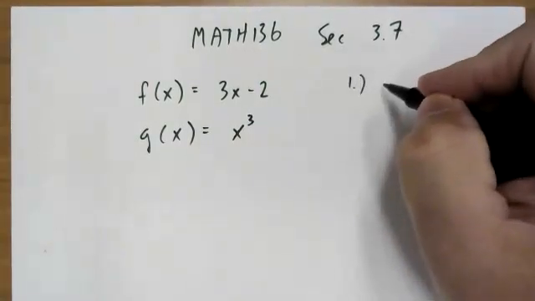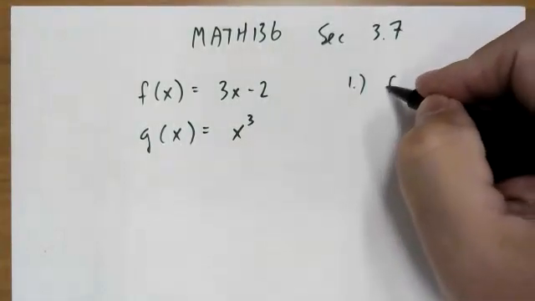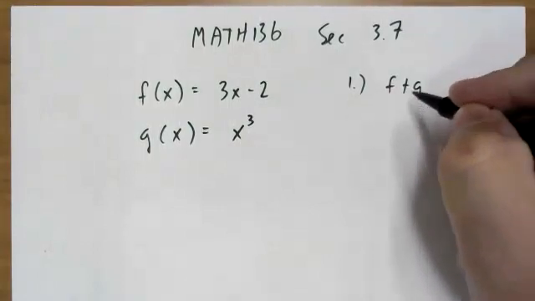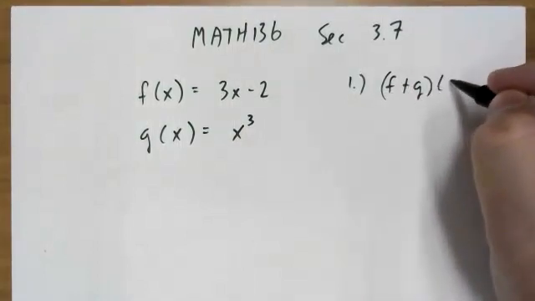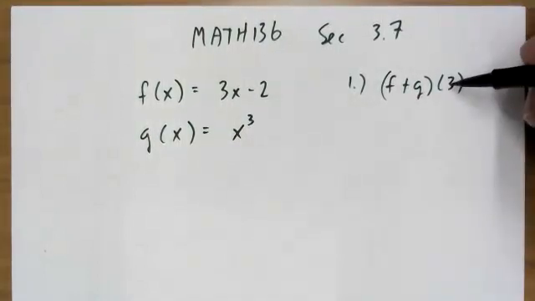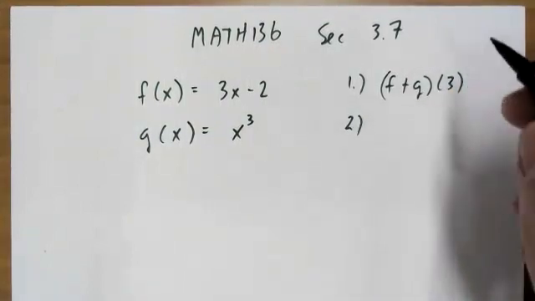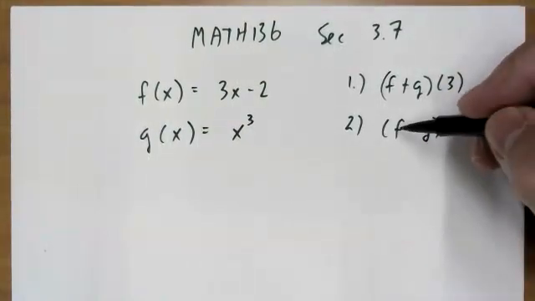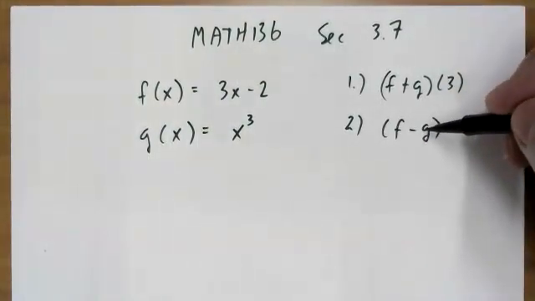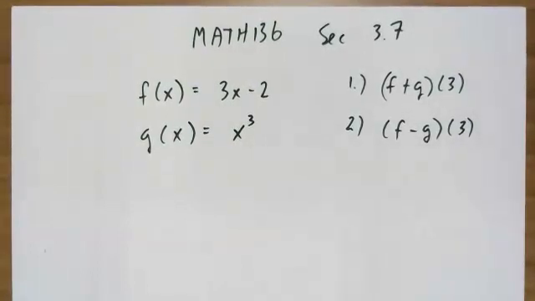So the first thing we're going to eventually do is, here's how the notation is. f plus g, which means we're going to add the two functions together, but we want to add them together with the value of x being 3. This is the way it's written. The next thing we're going to be asked to do is to take the function f and subtract the function g, and also evaluate that when x equals 3.